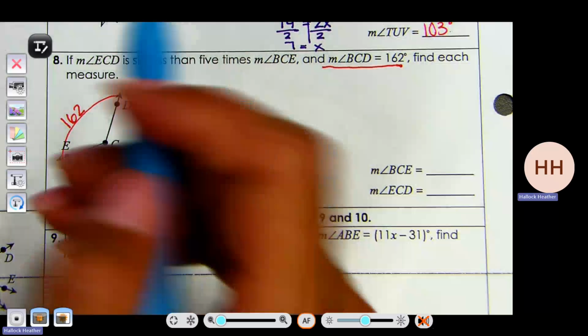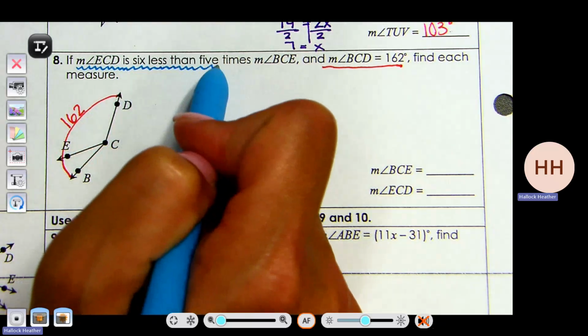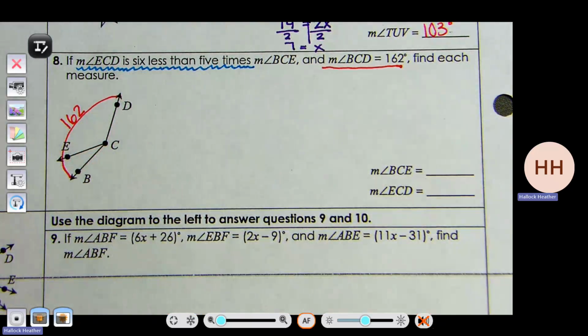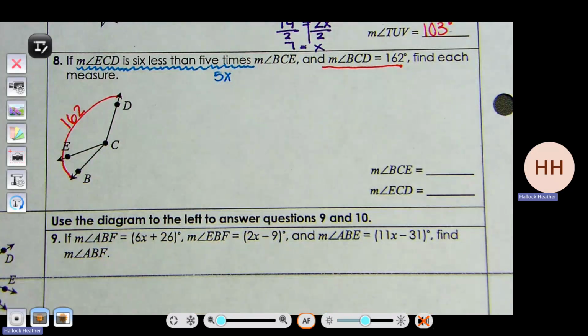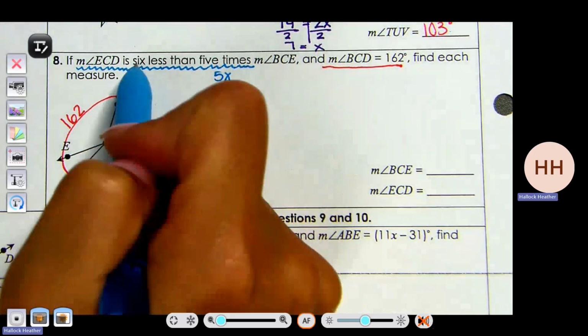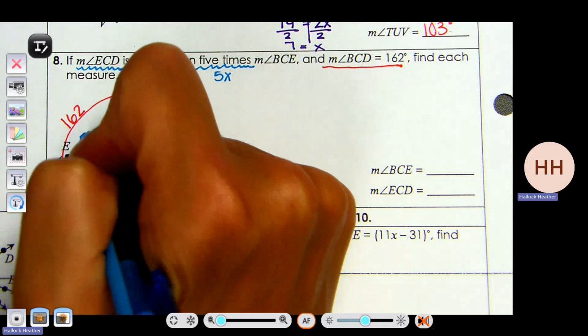So we got this weird sentence. It says the measure of ECD is 6 less than 5 times the measure of BCE. Whose brain is big enough to figure out an equation that represents that? So if it's 5 times, that represents 5 multiplied by something. That something we're going to call x because we don't know it. So it's 5 times something, 5x. 6 less is minus 6. If I squish that together to make an algebra equation, it's 5x minus 6. So 5x minus 6 goes here.